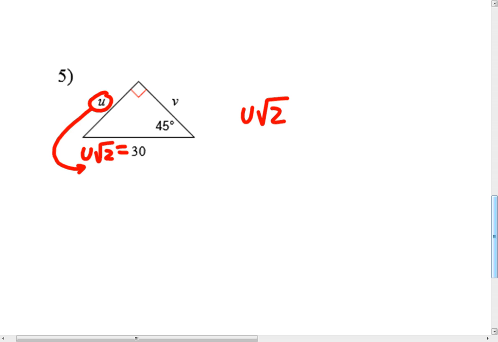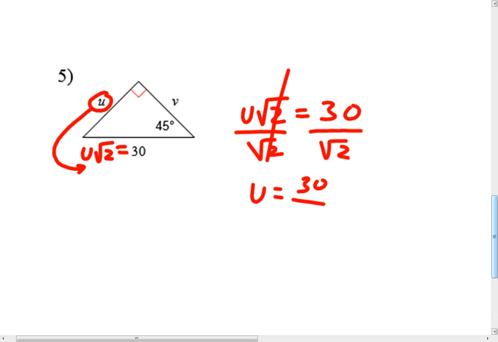U radical 2 is supposed to equal the 30. How do you get the u by itself? Divide. A lot of people did this and then they lost track of what they were doing. That would get you half credit. You're never going to see that on the multiple choice test that you're going to see next week. What are you going to see? You're going to have to do that.